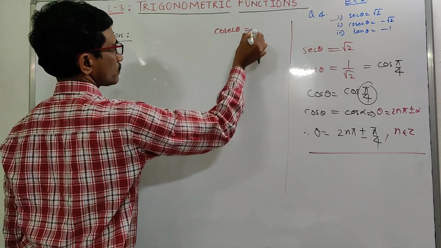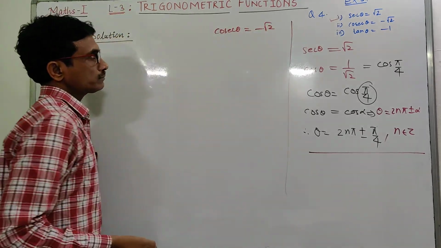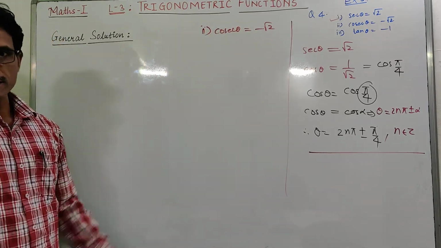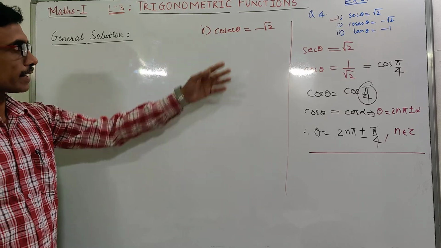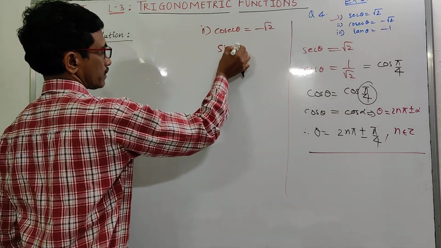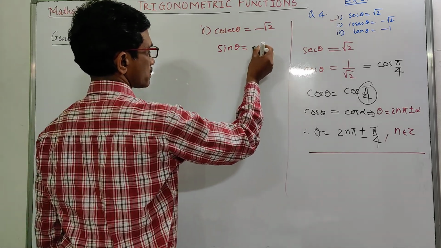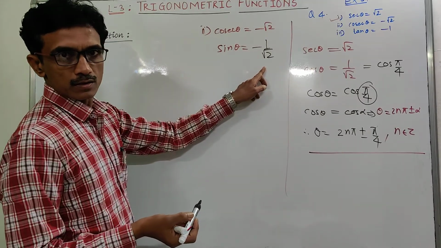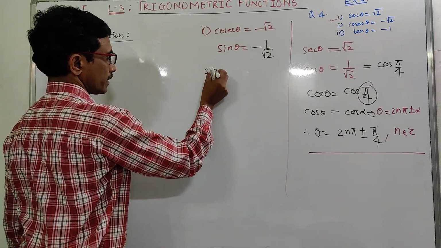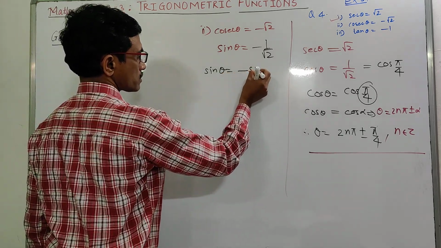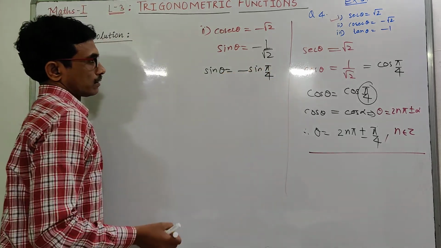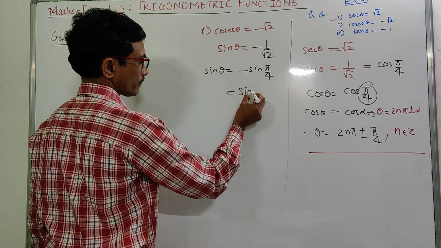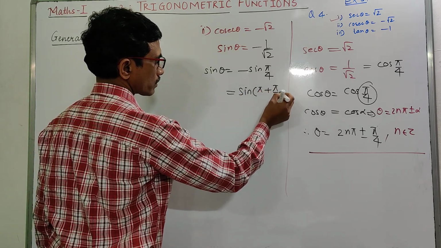Cosec theta is equal to minus root 2. Again we take the reciprocal of both sides. The reciprocal of cosec theta is sin theta. Sin theta is equal to minus 1 upon root 2. So 1 by root 2 is sin of pi by 4. Sin theta is equal to minus sin of pi by 4. And sin is negative in the third quadrant. So it will be sin of pi plus pi by 4.